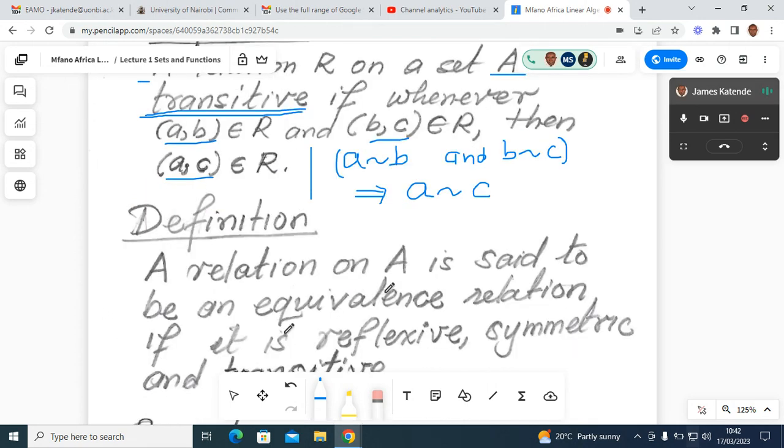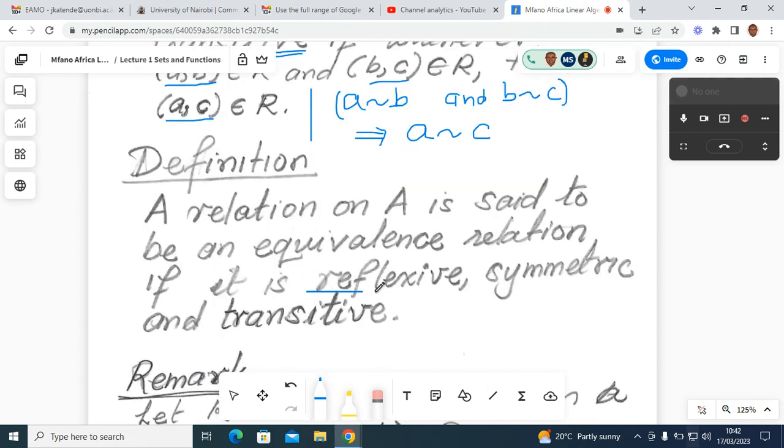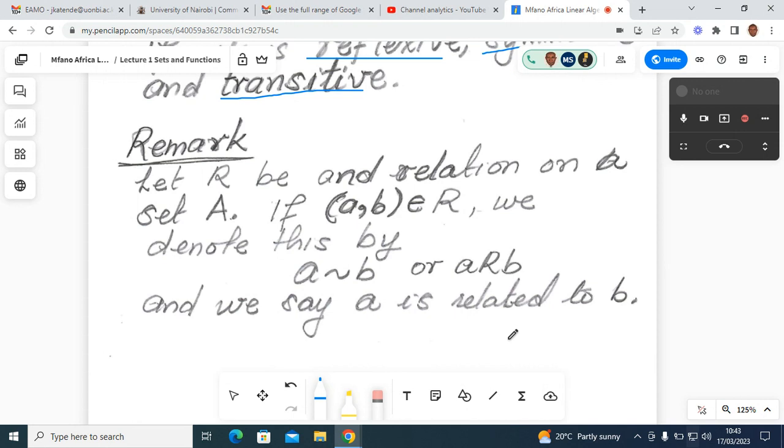So a relation that satisfies all three properties, one that is reflexive, symmetric, and transitive, will be called an equivalence relation. So if you have a relation that satisfies all these three properties, we call it an equivalence relation. This is what I mentioned earlier, the different ways you can represent a relation on a given set. One way is to write them out as ordered pairs. Use this or this as your notation.